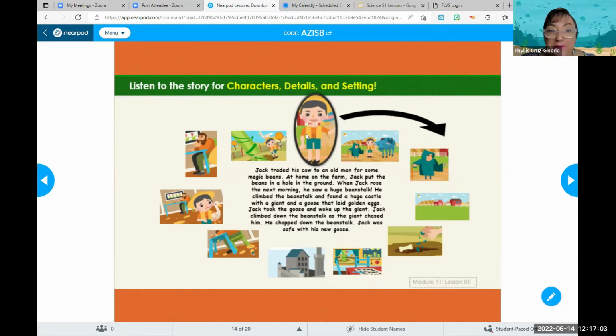Okay, here we go. Jack traded his cow to an old man for some magic beans. At home on the farm, Jack put the beans in a hole in the ground.